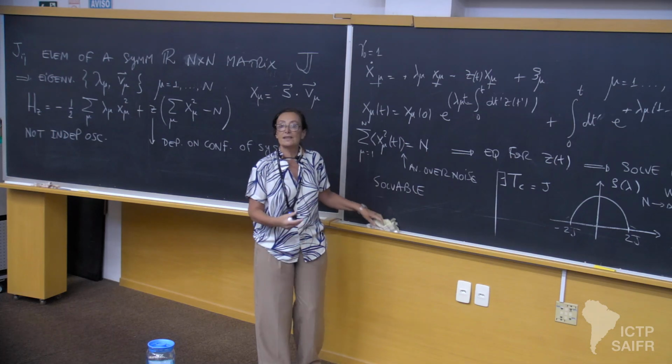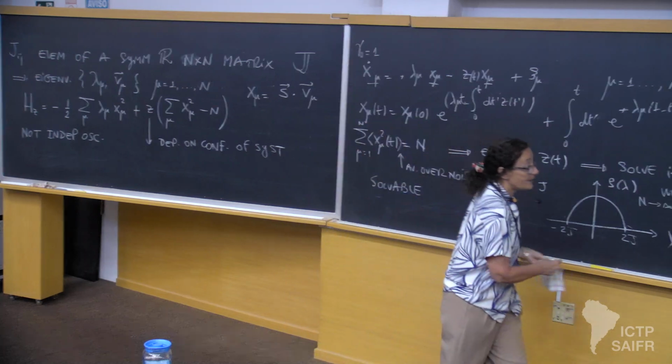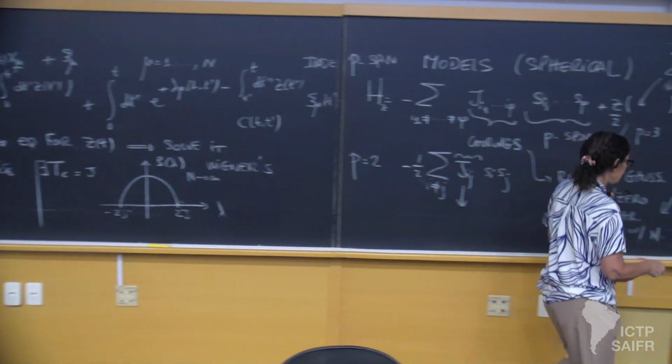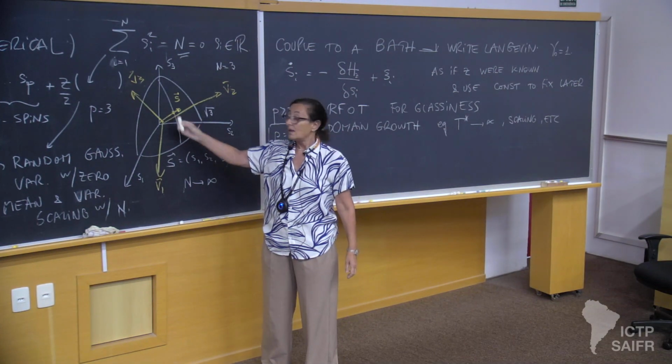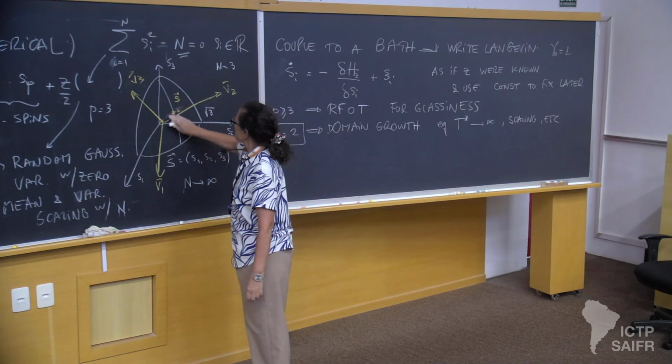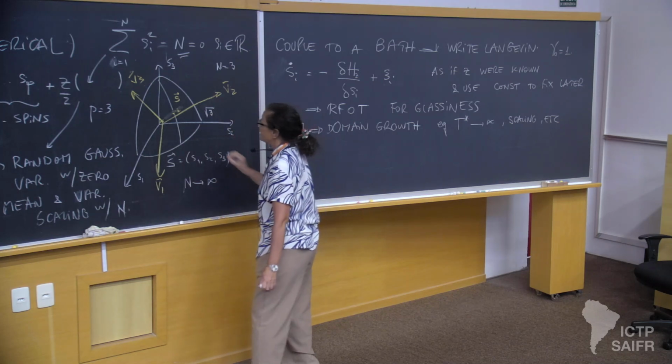Now, why do we say that this is similar to domain growth? Because if I look in configuration space and I try to understand what's going on with the configuration of my spin, with this vector, say that the vector started, let me do it with a different color. Say that the vector started here.